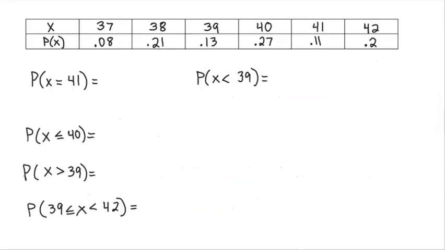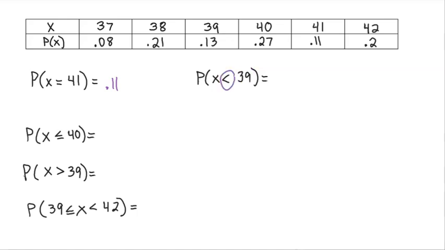Now the last thing we'd want to do with this is be able to identify some probabilities. Here's that same example. We've got 37, 38, 39, all the way up to 42 with our probabilities, right? Okay. So now let's say we want to know, what is the probability that x is equal to 41? Well, equal to 41 is just 41, and that's 0.11.